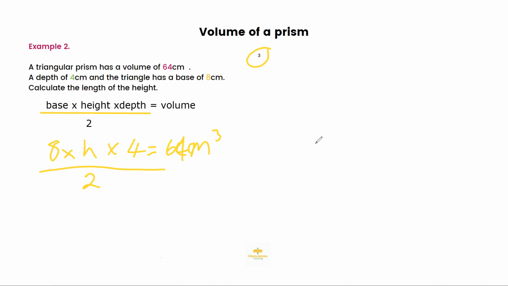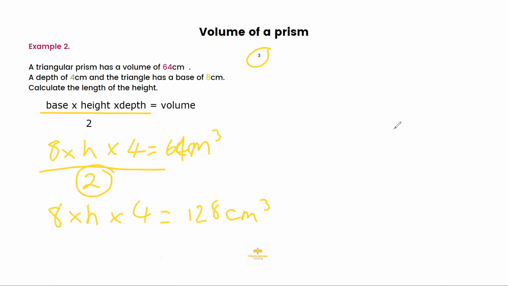So we've got 8 times height times 4 divided by 2 equals 64 centimeters cubed. So what I'd do is I'd start by multiplying both sides by 2 to get rid of this divide by 2, because by doing the opposite, it will get rid of it. So that would give us 8 times the height times 4 equals 128 centimeters cubed.